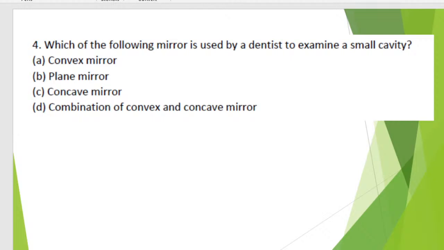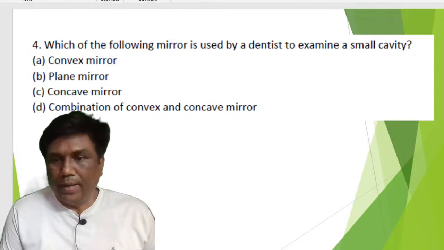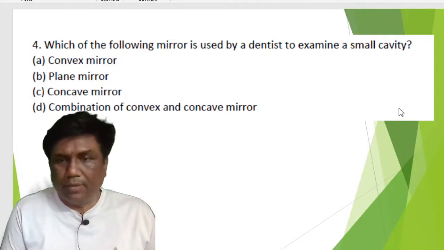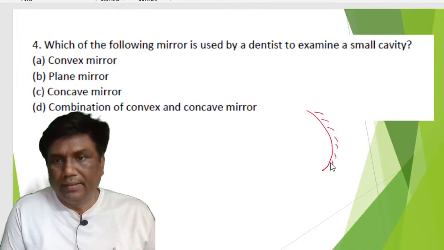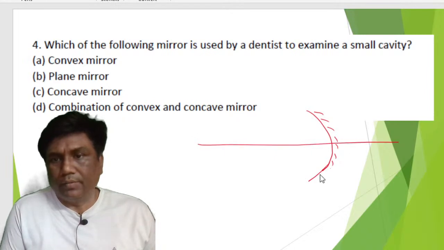Well, yeah, the answer is concave mirror only. Okay, great. The answer is concave mirror only. When an object is placed very close to the pole of a concave mirror, okay, this point is called the pole.